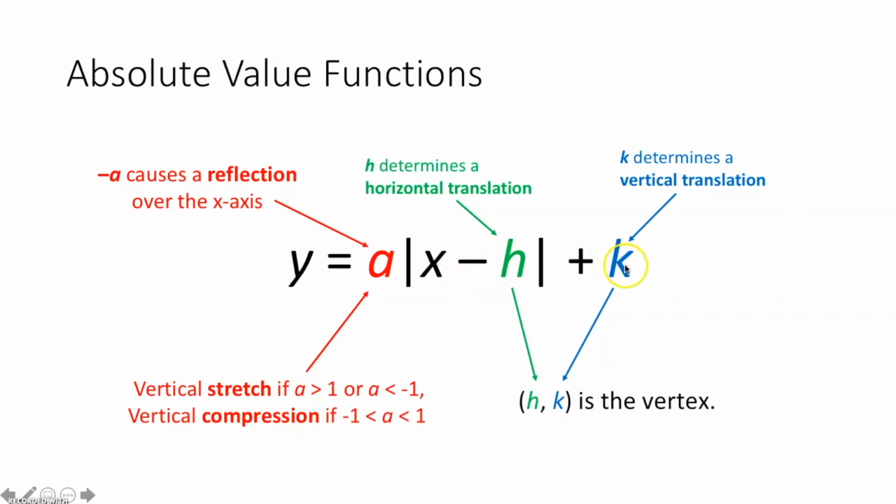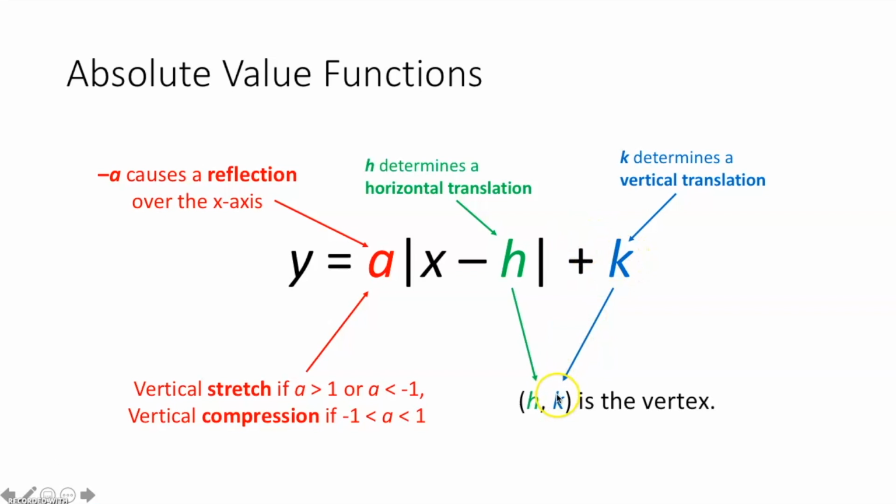H comma k is going to be your vertex, where h is going to determine the horizontal translation. That's going to tell you how far right or left you are going to move your parent function. Since it's x minus h in here, if you have x minus 3, it's going to move to the right 3. If you have x plus 3, that means your h is actually -3, which means you're moving the parent function to the left 3. So be aware of that. It's the opposite of whatever you see. Here, it's exactly what you see.